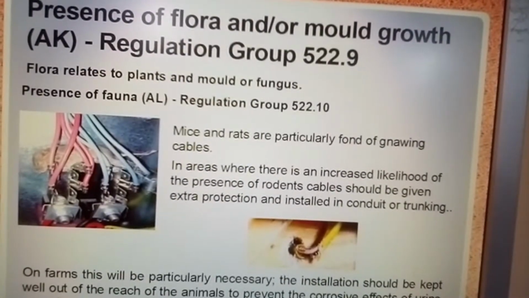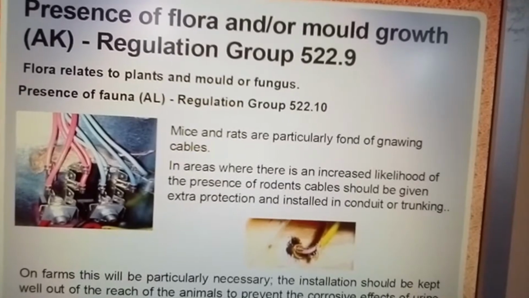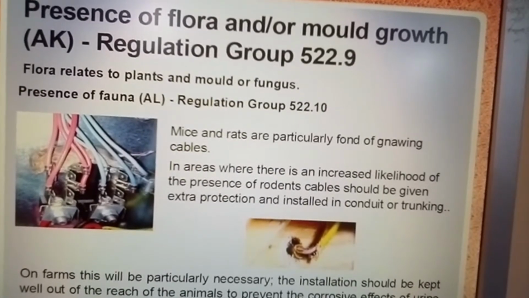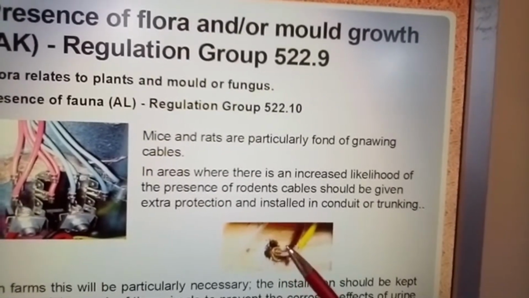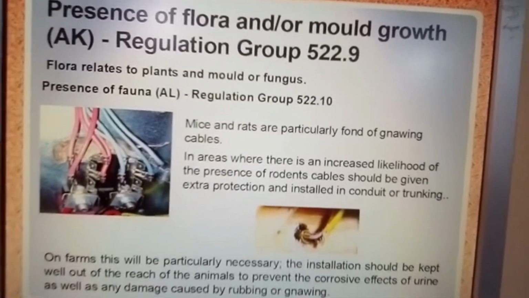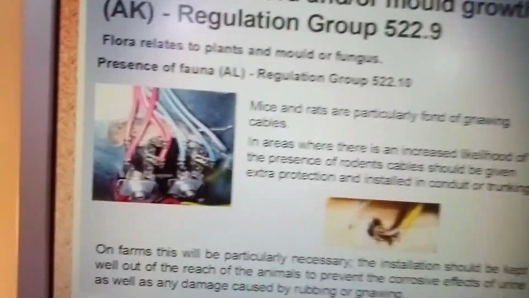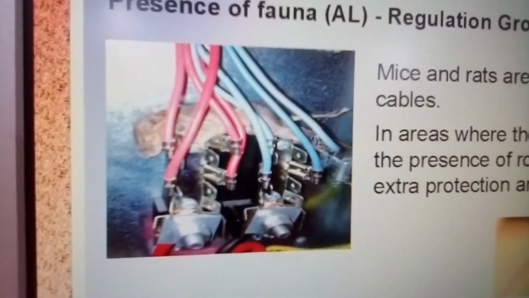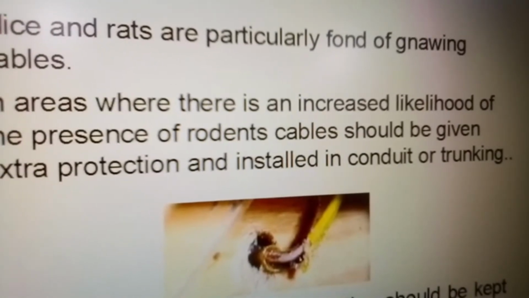Presence of flora and or mold growth, etc. Again, flora relates to plants and mold or fungus, and these can cause excessive damage, especially if you have cabling that's located outside. And again, here you need to make sure that this doesn't happen. You have to take into account vermin, etc. So that is a matter for you. Overall, you must also take into account damage that can be caused by rodents.